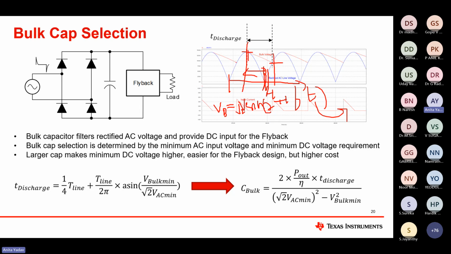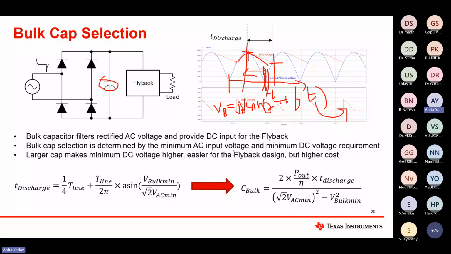So the total discharge time, this is our cap in this duration. From here to here it's charging, and then again here to here it's discharging. So the discharge time duration becomes 1 by 4 T line plus t. And t we calculated, then 1 by f can be written as T line by 2 pi into sine inverse of V bulk min by root 2 times V AC min. Now using the formula, input power is equal to half CV square. So basically in simple terms, we have to see what amount of energy this cap can hold. Through that, we will get the bulk cap calculated in reverse.